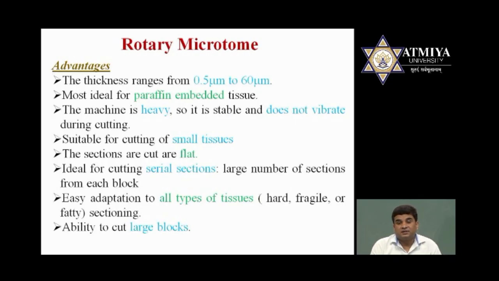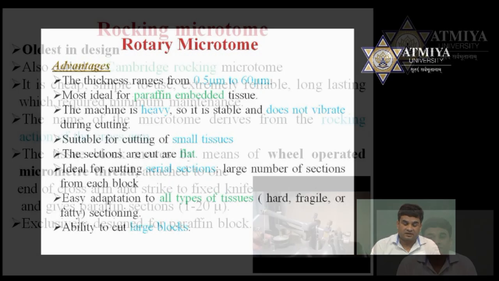What does serial section mean? All the sections are attached to each other at their edges. Due to the many advantages of the rotary microtome, it is used in several laboratories.